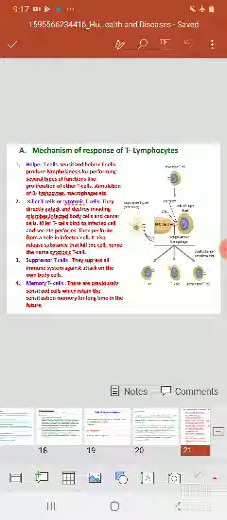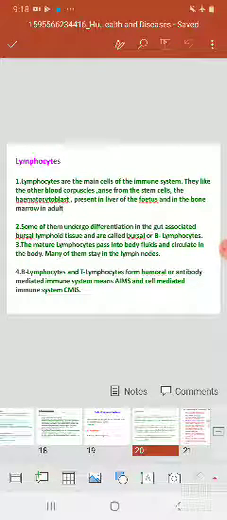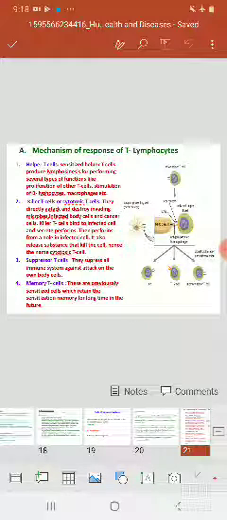Killer T cells or cytotoxic T cells directly attack and destroy invading microbes, infected body cells and cancer cells. Killer T cells bind to the infected cell and secrete perforin and form a hole in the infected cell. It releases substances that kill the cell, hence the name cytotoxic T cell.